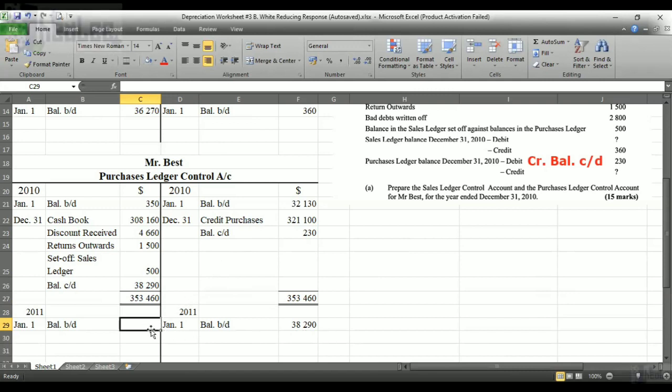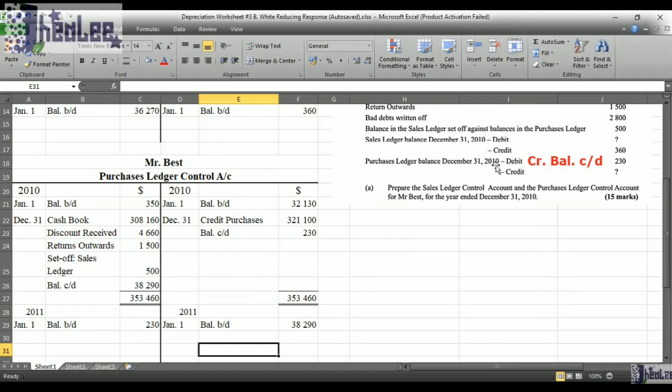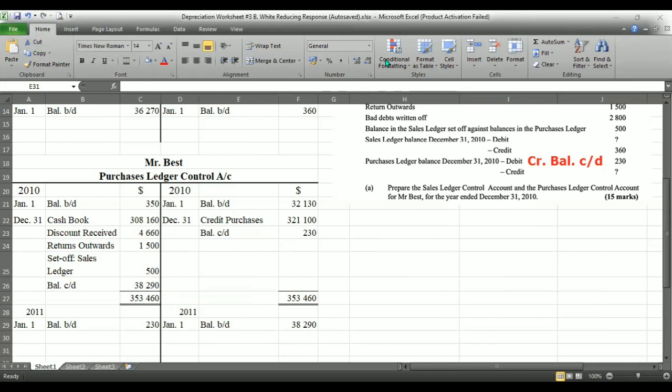The amount that we're entering for balance brought down on the debit side is $230. Now, if you notice, from the question, it said purchases ledger balance December 31st, meaning their closing balance is a debit balance of 230. You must get the balance brought down on the debit side. So it therefore means that we credit in order to get the debit of 230. Also, notice the 38,290 balance carried down becomes your brought down on the credit side. And the 230 carried down from the credit becomes your balance brought down on the debit. Balance CD, balance BD carries the same value.